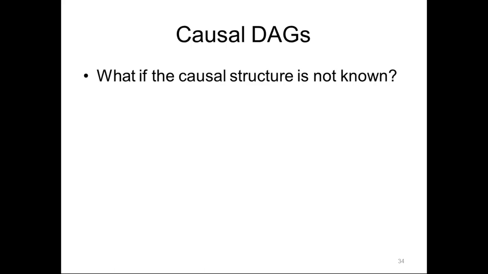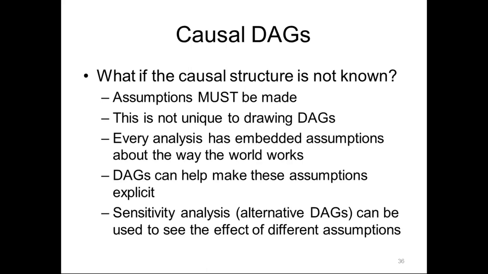So what if you don't know? A lot of times you're looking at these factors and you don't know whether one thing causes the other, and you have to make an assumption. There's no getting around it. One of the things that DAGs do is they make you sit down and make these assumptions, because every time you run an analysis, you're making assumptions. It's not like drawing the DAG is the cause of the assumption. Every analysis has embedded assumptions in it about the way the world works.